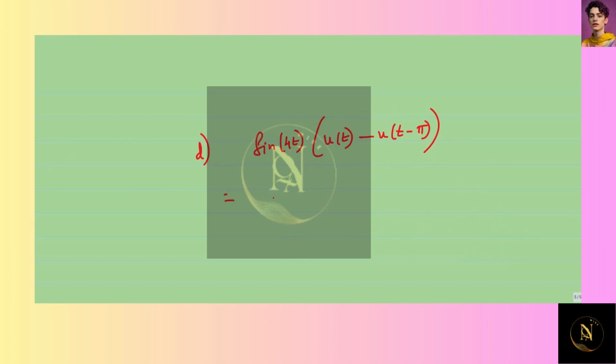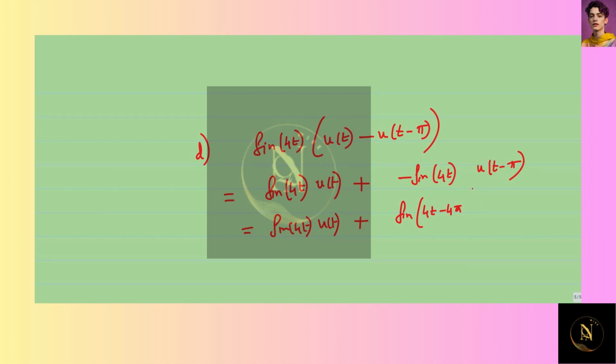This function I can write as sine 4t into u of t minus sine 4t into u of t minus pi. Now we can write minus sine 4t as sine of 4t minus 4 pi, with the minus sign kept outside, because sine is periodic with period 2 pi, so 2k pi. So I'll keep minus here and u of t minus pi, because this is same as sine 4t, because minus 4 pi is an even multiple of 2 pi, or a multiple of 2 pi.